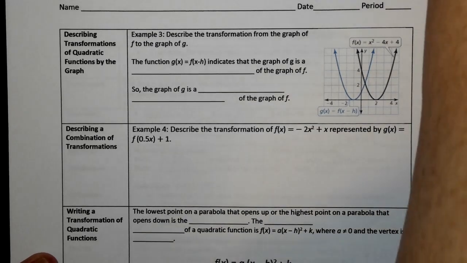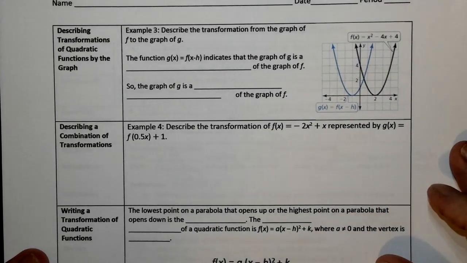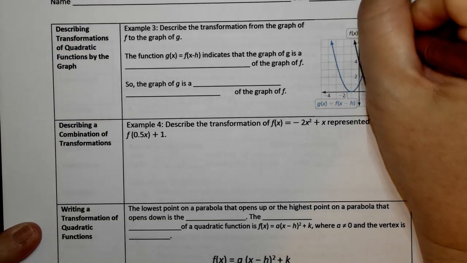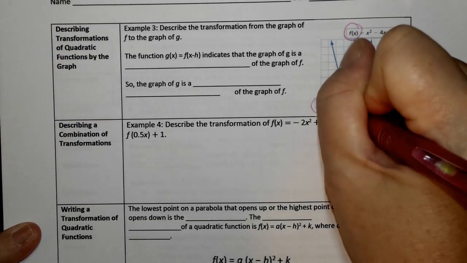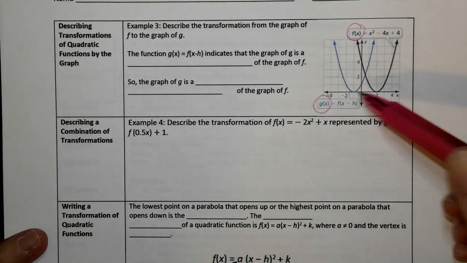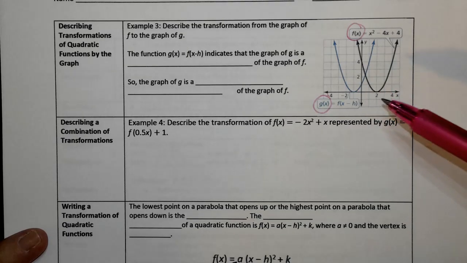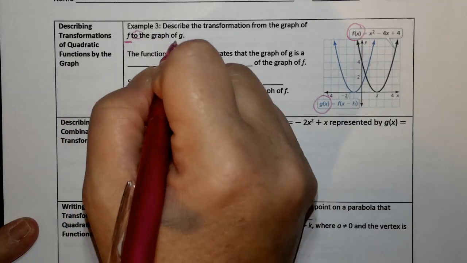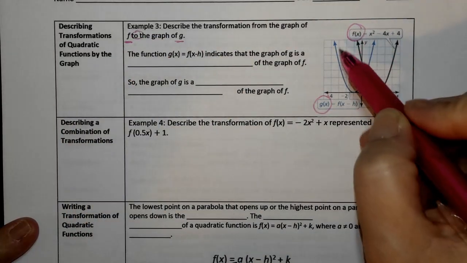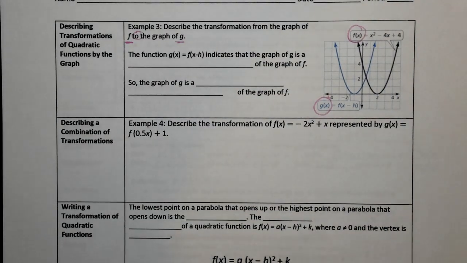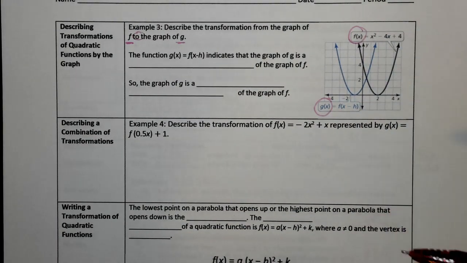Example 3, describe the transformation from the graph of f to g. So here is the part that most people don't pay attention to. You have to see which one is f of x, which one is g of x. Because on my paper, I have a colored version, but on yours, they're going to be both black or black-gray. So you have to look for that. You're being told to find from f to g. So we're looking from this black graph to the blue graph. Many times I get the opposite answer because this part isn't paid attention to.